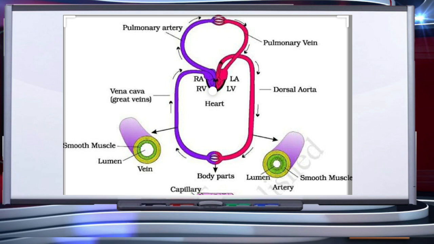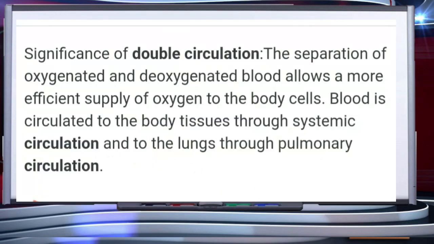The systemic circulation provides nutrients, oxygen, and other essential substances to the tissues and takes carbon dioxide and other harmful substances away for elimination. The separation of oxygenated and deoxygenated blood allows a more efficient supply of oxygen to the body cells. Blood is circulated to the body tissues through systemic circulation and to the lungs through pulmonary circulation.